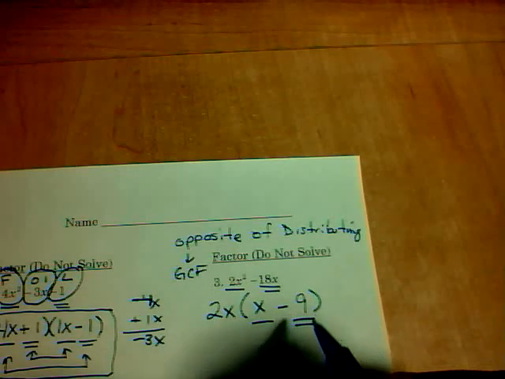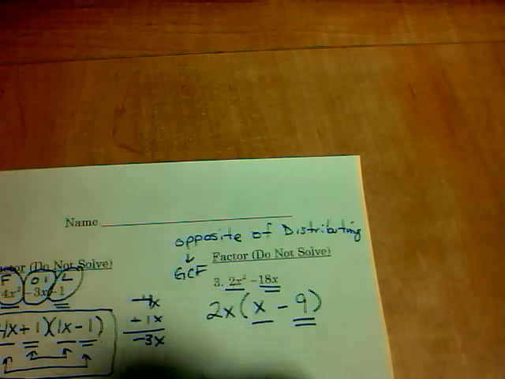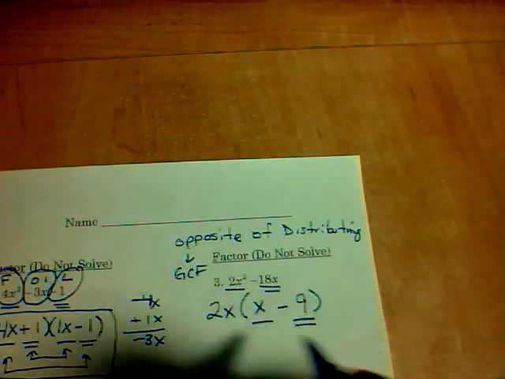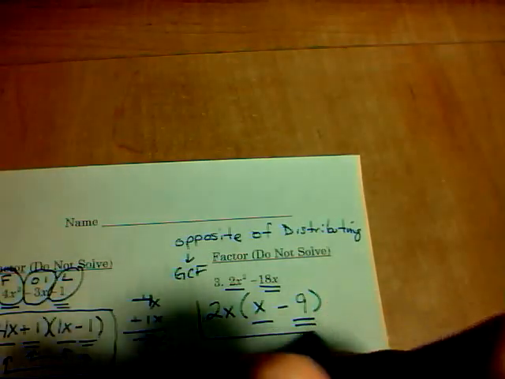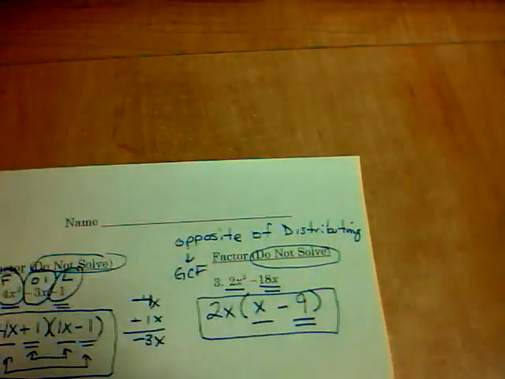And again, we should verify to make sure this is factored correctly. 2x times x is 2x squared, minus 2x times 9 is 18x. So again, here we are, here's our final answer, and because the directions said do not solve, because there was no equal sign, the problem is done.